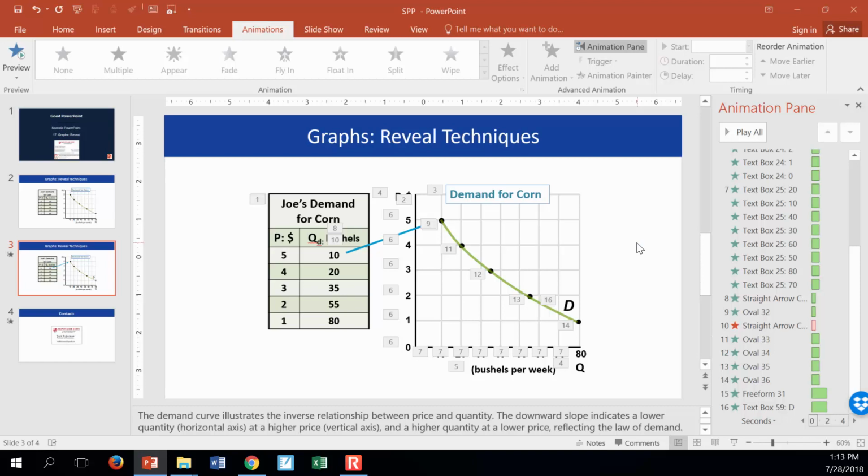By revealing a graph with its component parts, a blank grid, put in the labels, put in the quantities for both the y-axis and the x-axis, then plot a few points, then draw a line through the points, revealing it one step at a time, makes it so much easier for your audience to be in the same place.